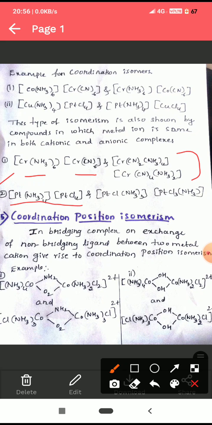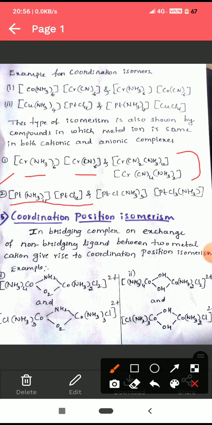In the next example, platinum is bonded to ammonia, platinum is bonded to chloride. This is one isomer. In the next isomer, platinum is bonded to 1 chlorine and 3 ammonia. Here platinum is bonded to 3 chlorine and 1 ammonia. Such types of isomers are called coordination isomers.